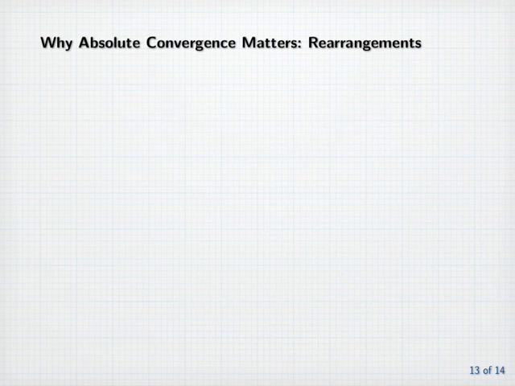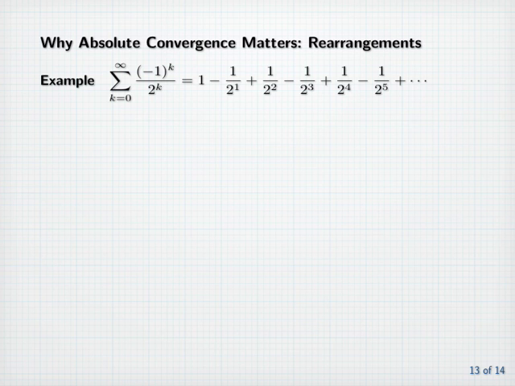Why absolute convergence matters: rearrangements. Example. Consider the sum from k equals 0 to infinity of (-1)^k over 2^k, which equals 1 - 1/2 + 1/2^2 - 1/2^3, and so on. Since this is a simple geometric series, the sum from k equals 0 to infinity of (-1/2)^k, we can compute the sum of the series easily using the formula 1 over 1 minus (-1/2), which is 1 over 3/2, or 2/3.